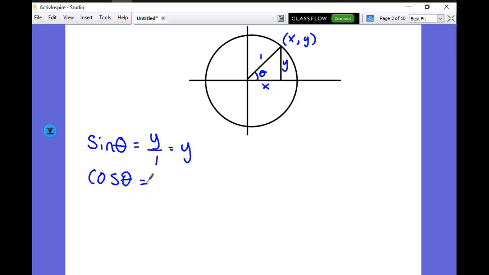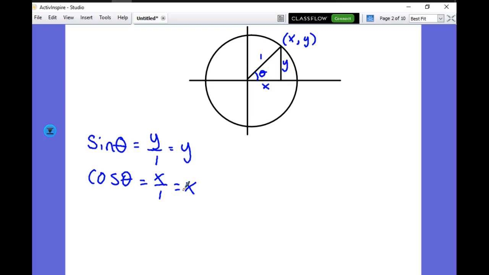Okay, now let's do cosine. Cosine of theta. What would that be? Opposite over, adjacent over opposite, or adjacent over hypotenuse. One of those. Adjacent over hypotenuse. So that would be x over 1, right? Okay, now believe it or not, we've just done something mind-blowing.